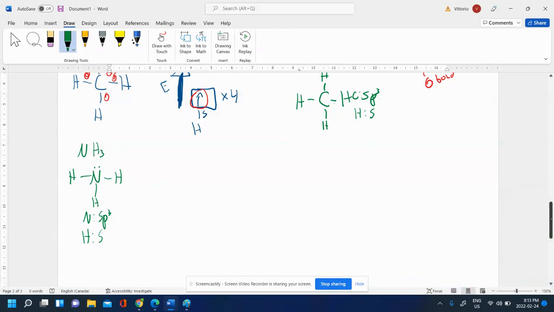but let's go ahead and do our diagrams for nitrogen and for hydrogen. So for nitrogen, we have 1s2, 2s2, and then 7 electrons total. So we have 3 electrons here.